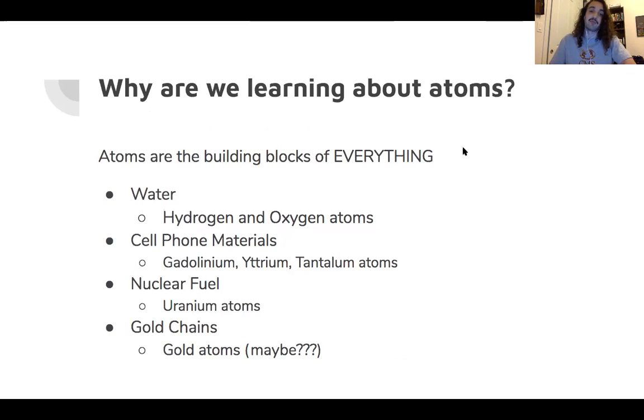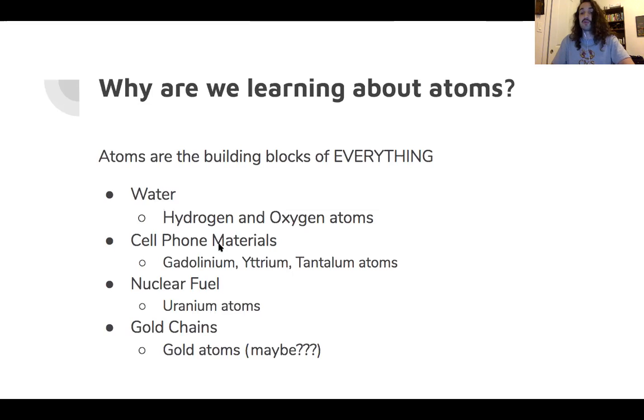Why are we learning about atoms? So atoms are the building block of everything. Of everything, let's think of a couple examples. Water. Water, pretty essential. You're always drinking it. Is water wet? We're going to find out about that later. But water is made up of hydrogen atoms and oxygen atoms.